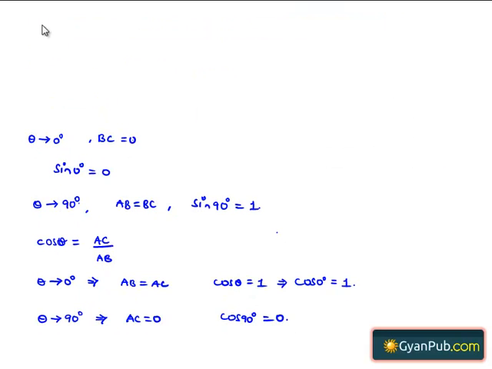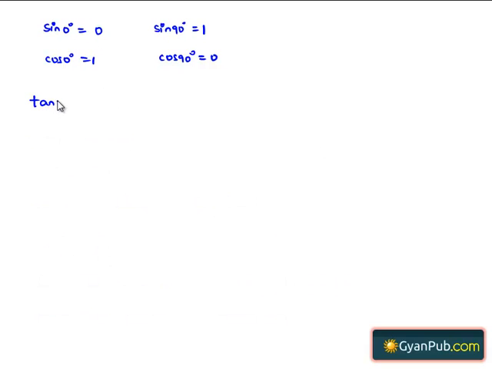Now, in the above we got that sin 0 degrees is equal to 0, sin 90 degrees is equal to 1, cos 0 degrees is equal to 1, cos 90 degrees is equal to 0. And let us find the values for other trigonometric ratios, that is tan 0 degrees. We know that tan theta is equal to sin theta by cos theta, that is nothing but sin 0 degrees by cos 0 degrees, which is equal to 0 by 1, nothing but 0.